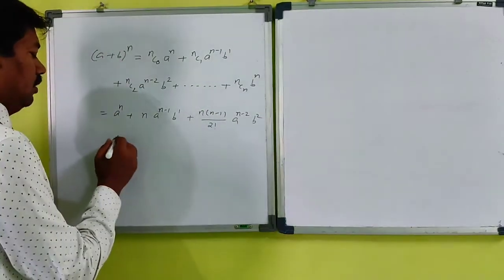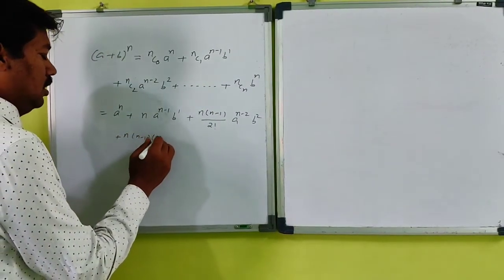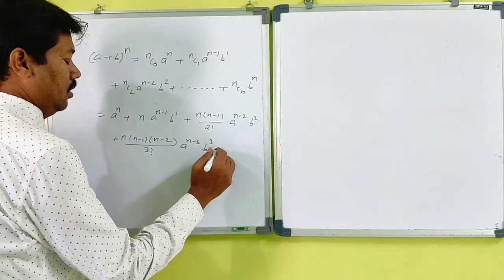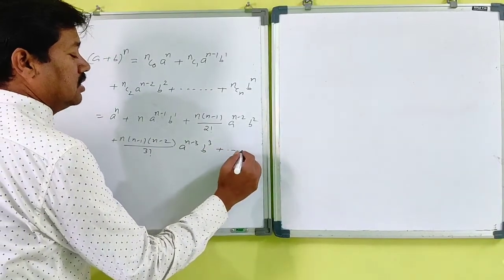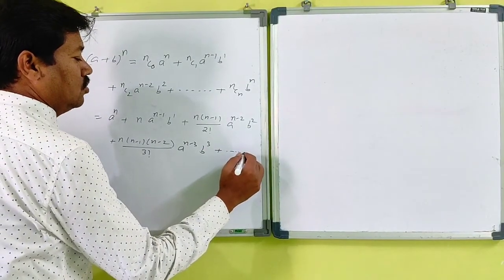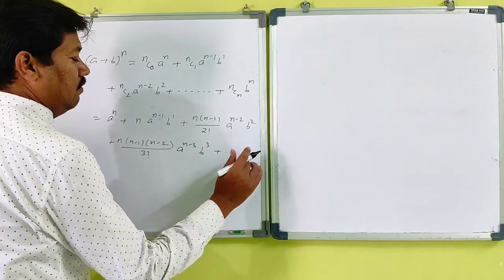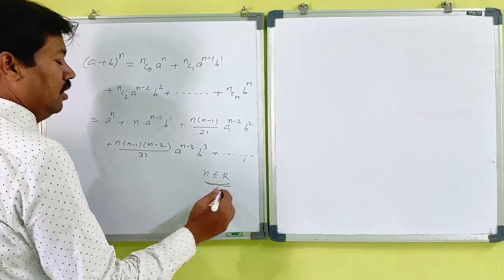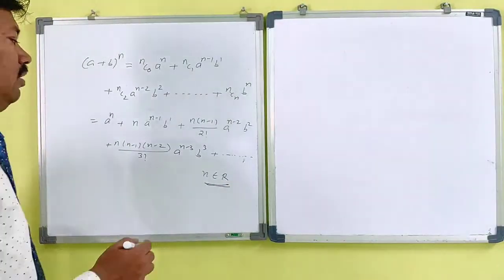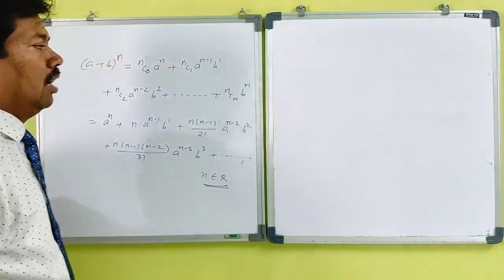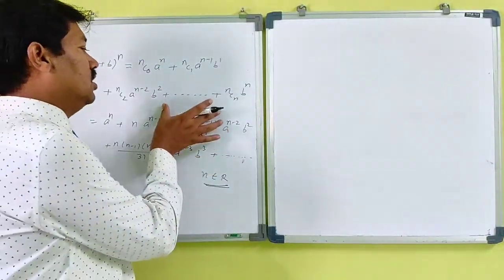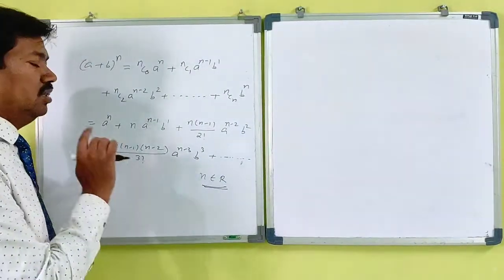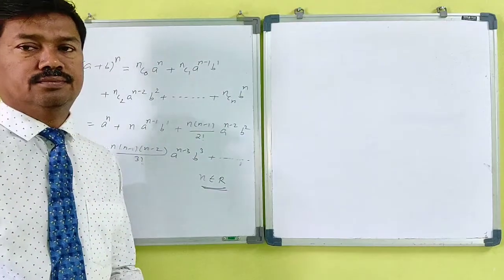Similarly, the next term will be n into n minus 1 into n minus 2 upon 3 factorial. And the last is nCn, which is nothing but 1. So, like this, in fact, it will continue. This is for n belonging to real values, so it can be any power, it can be negative or anything. So, when n is other than an integer power, we will use this particular formula.